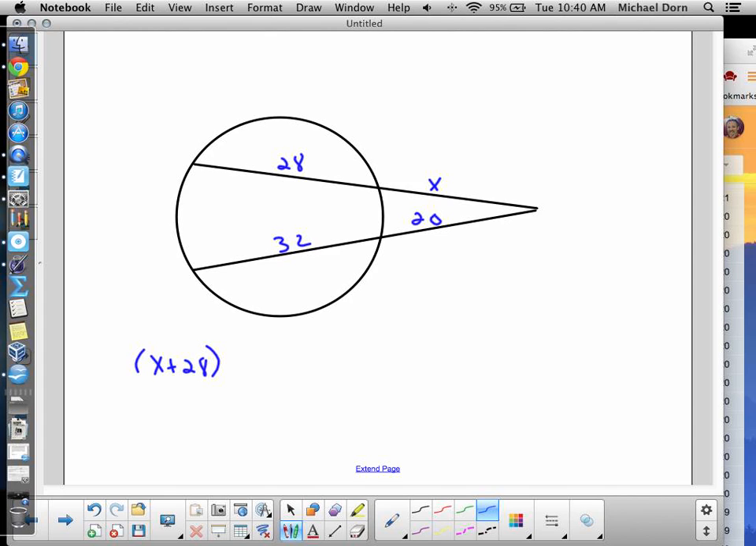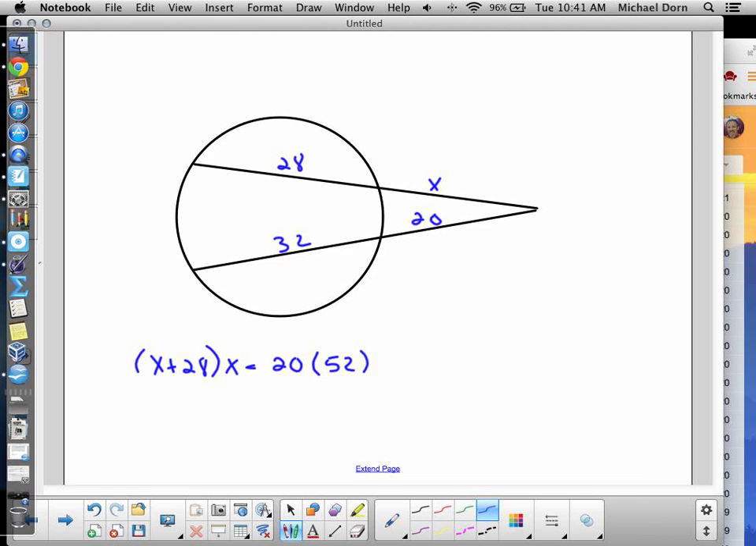times x equals 20 times 52. Does everybody follow how we set that up? Everybody see where that's coming from? You got to know where those numbers are coming from.